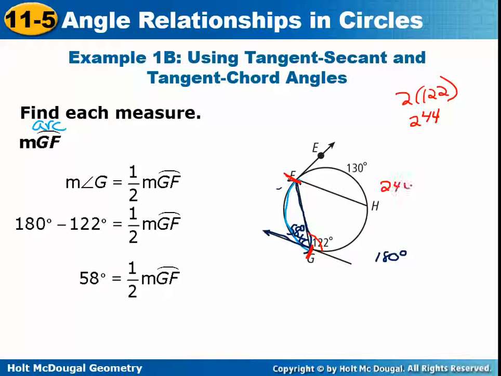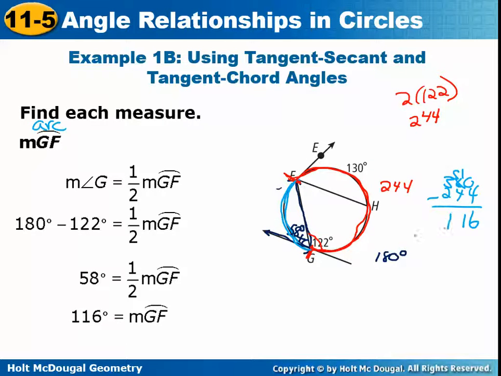So 244 would be all the way from here, all the way to here. All of the circle in red is part of that 244, except for what I had already said I was looking for, the measure of the arc. This turquoise part is not included in that 244. So if I take 360 minus 244, that will be the measure of the arc that I'm looking for. So 116.